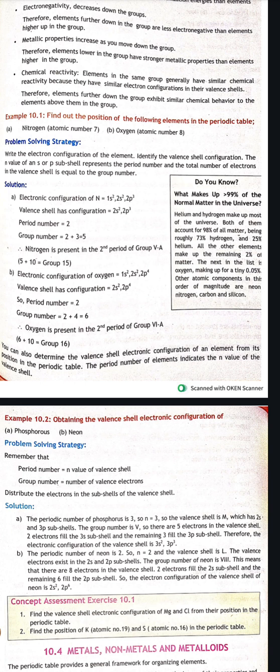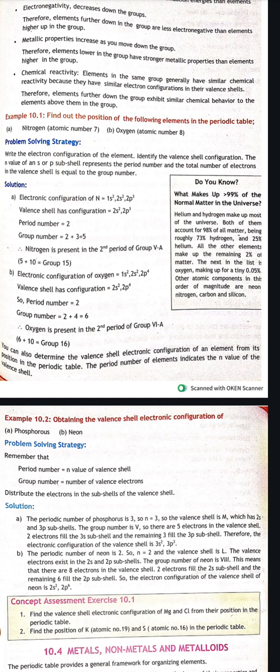So now we have examples. Find out the position of the following elements in the periodic table: nitrogen and oxygen. First we have to write their electronic configurations. For nitrogen, it is 1s2, 2s2, 2p3. So the period number will be 2 because n is equal to 2. So the group number will be 2 plus 3, which is equal to 5.